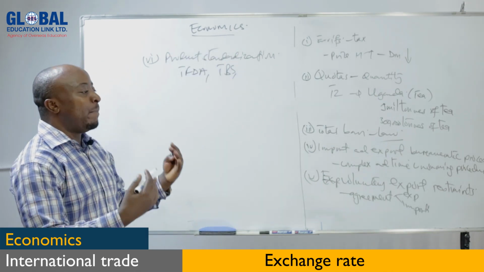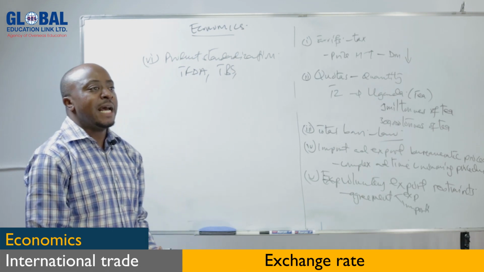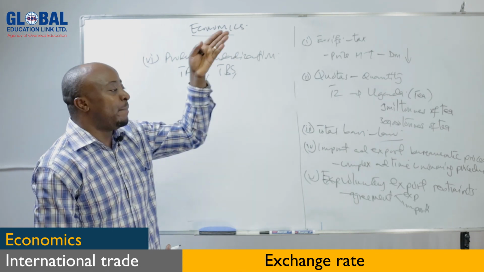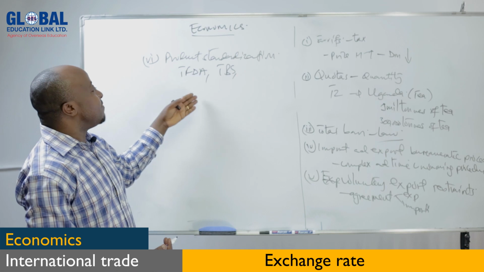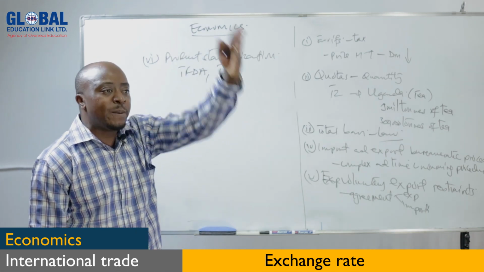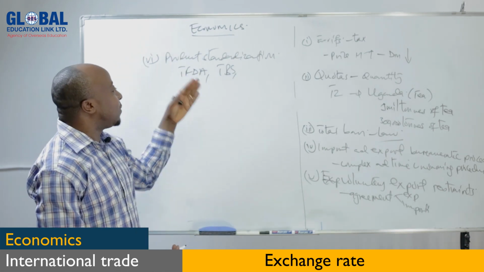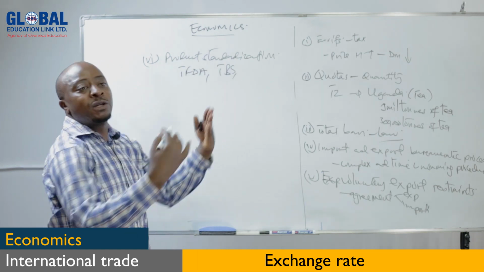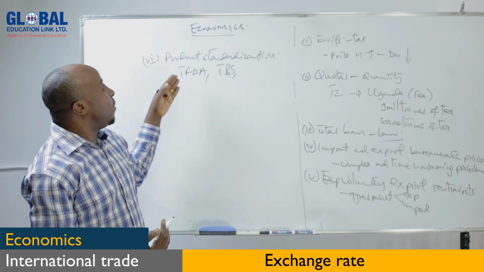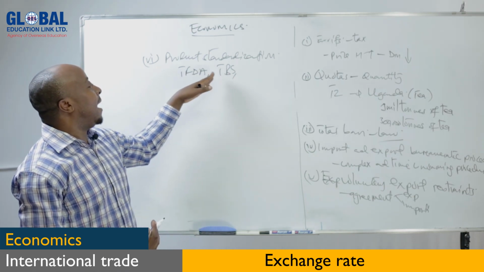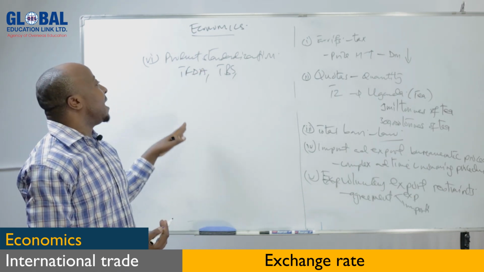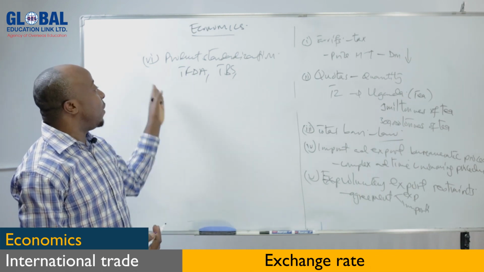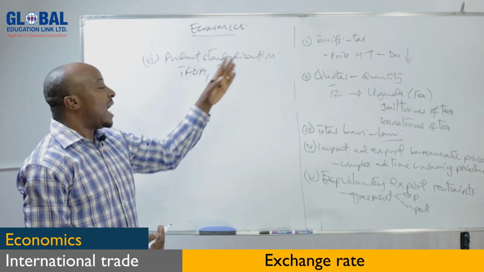Maybe we want to import TVs from European countries. Then we set a standard for those TVs to be imported in Tanzania. We want to import maybe cosmetics from developed countries. We set a standard which those cosmetics should meet. Those which do not meet the standard will not be allowed to be imported. For that case, we will be controlling import by making product standardization, using our own agents like TFDA and the TBS.